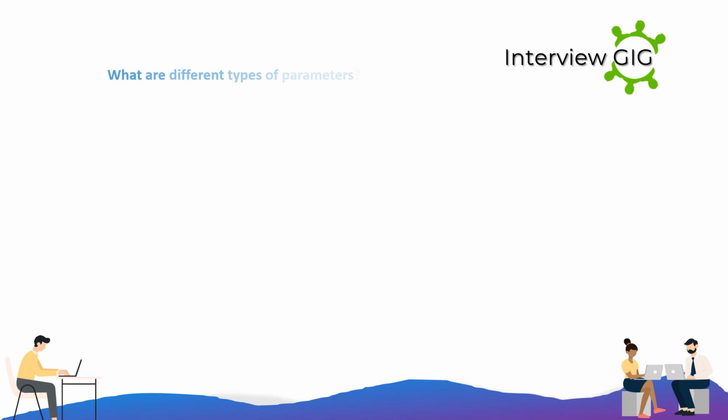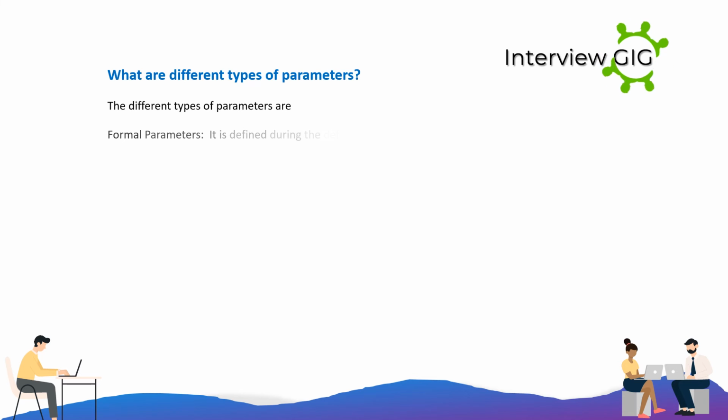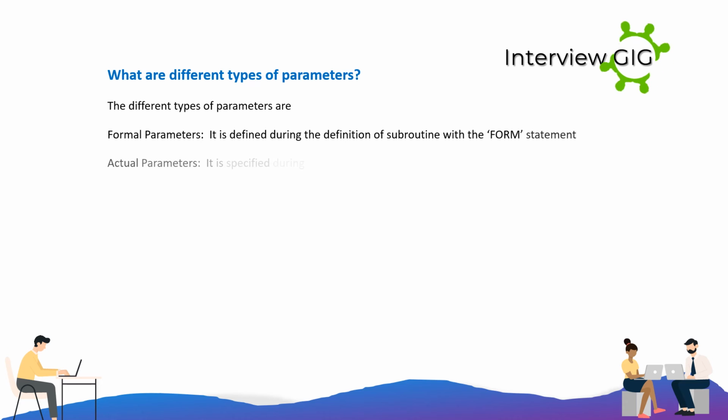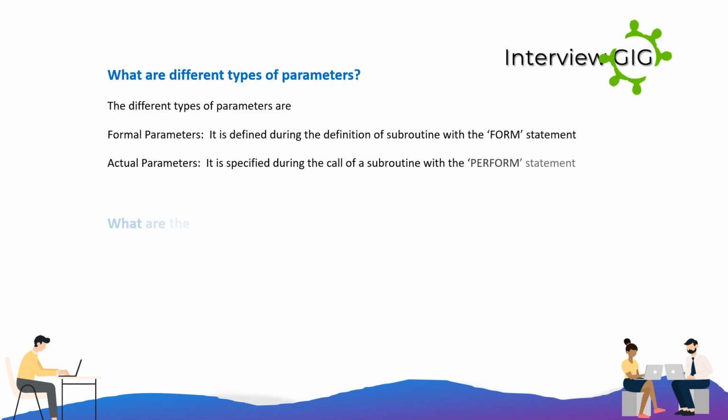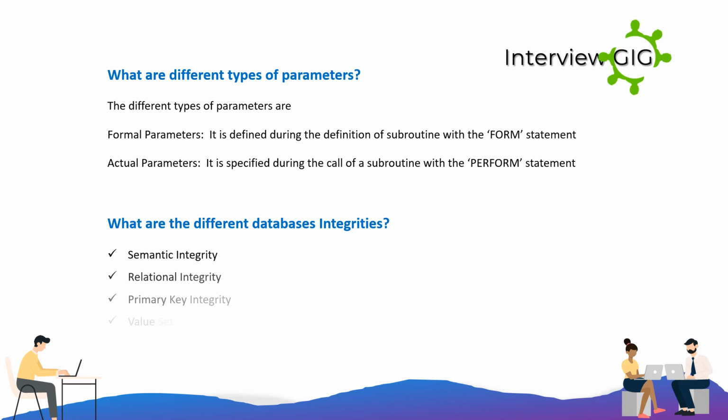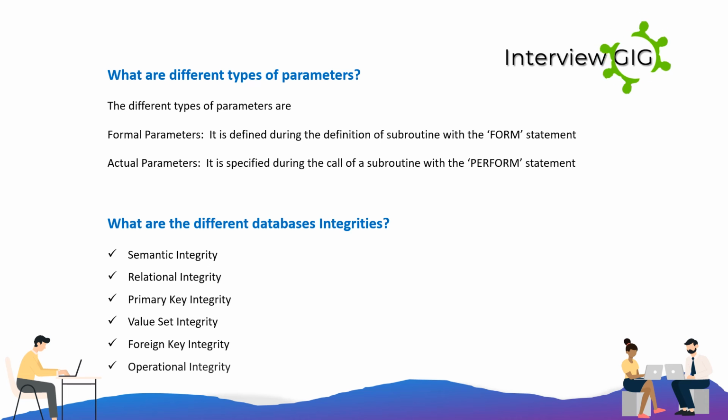What are different types of parameters? How can you distinguish between different kinds of parameters? The different types of parameters are formal parameters. It is defined during the definition of subroutine with the form statement. Actual parameters. It is specified during the call of a subroutine with the perform statement. What are the different database integrities? Semantic integrity, relational integrity, primary key integrity, value set integrity, foreign key integrity, operational integrity.